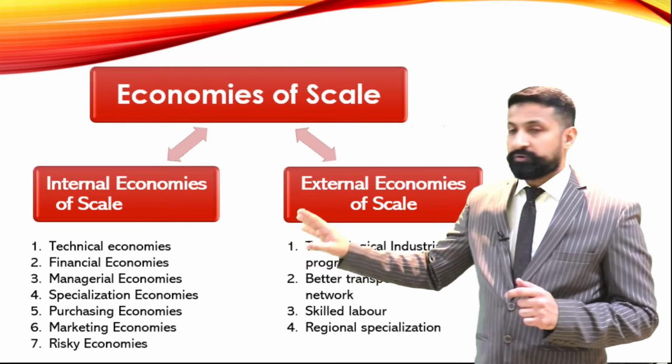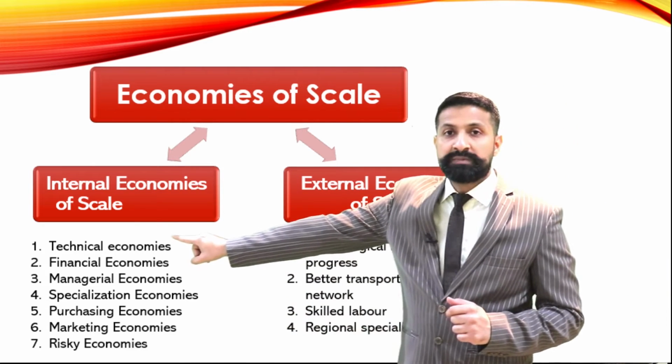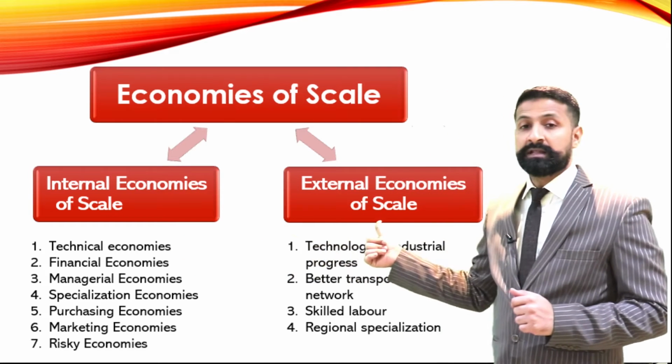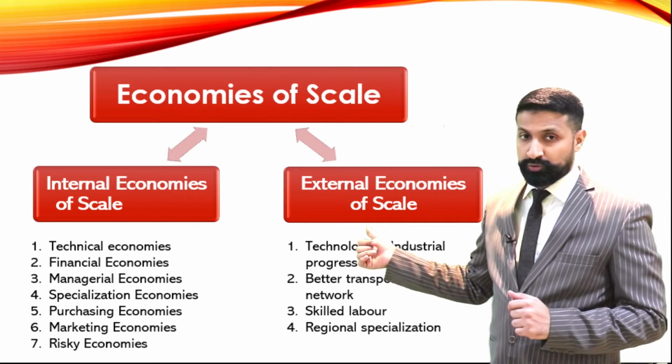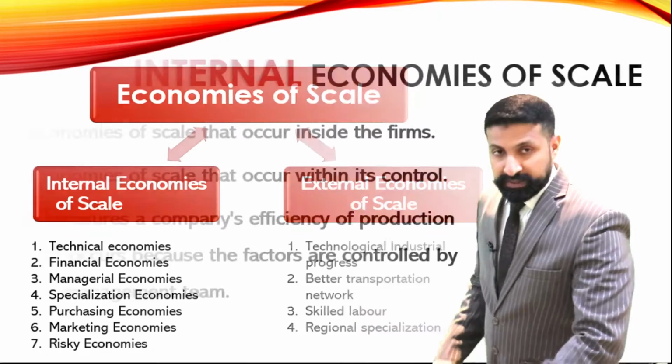There are two ways to reduce average cost per unit. Internal economies of scale, when businesses do something internally with their business. External economies of scale, when something happens outside the organization which is beyond their control. These are all the external economies of scale. Okay, let's move over the topic.